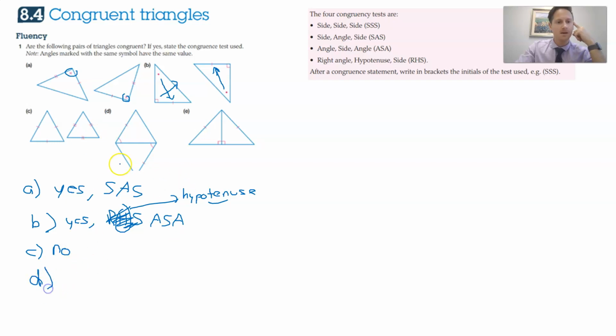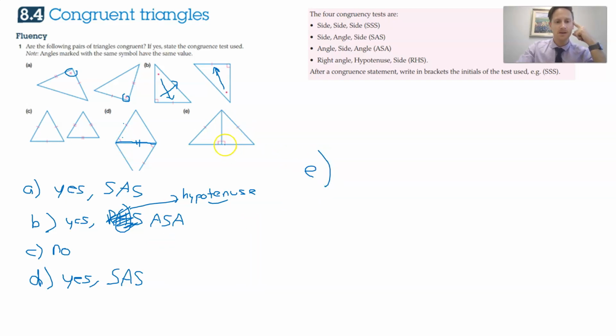For D, we have angles, okay? We have a side, and we have another side that is shared between the 2. So we don't need to have markings on it because that side there is the base of both of those triangles. So we can say they are congruent, and the test that we are using is side, angle, side. Okay? And remember, the angle for a side, angle, side proof needs to be in between the 2 sides. So it's an internal angle.